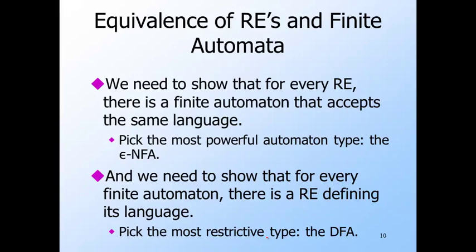We already have three equivalent representations for the regular languages: DFAs, NFAs, and epsilon NFAs. We need to show that for every regular expression there is some automaton that defines the same language, and for this job we may as well pick the most powerful of the three varieties of automaton, the epsilon NFA. For the other direction, we need to show that every regular language is defined by some regular expression. Here we may as well start with the most restrictive variety of automaton, the DFA.